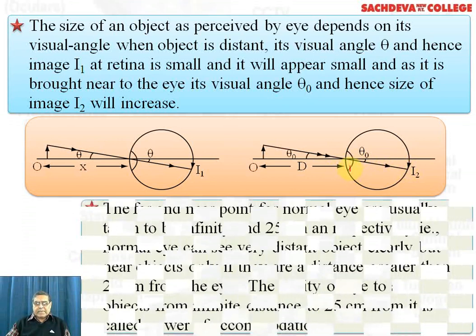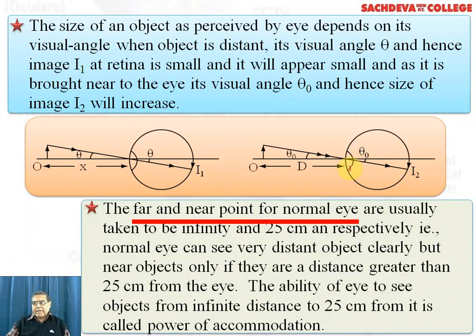The far and near points for the normal eye are usually taken to be infinity and 25 centimeters respectively. That is, the normal eye can see very distant objects clearly, but near objects only if they are at a distance greater than 25 centimeters from the eye. This is called the least distance of distinct vision.